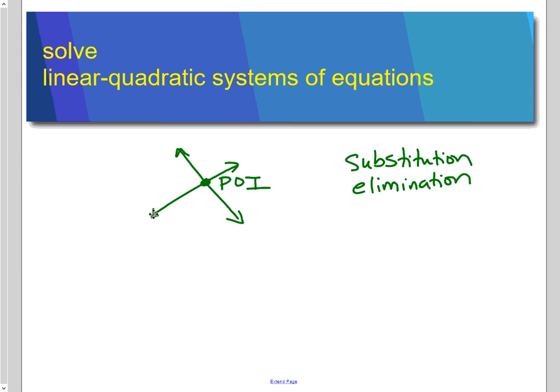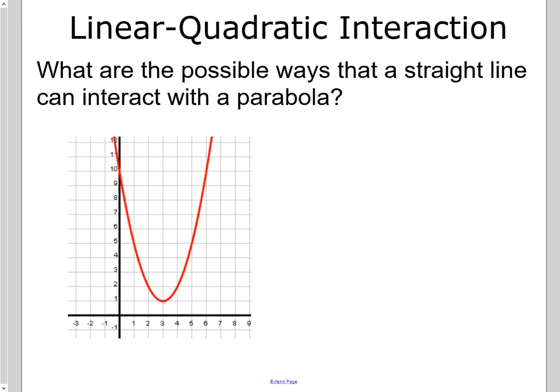So we're going to do the same thing today, except one is going to be a line, and the other is going to be a parabola. So that's how we're going to change it up. And let's take, for example, this is our parabola. And I want you to think about this question, so maybe pause the video. What are the possible ways that a straight line can interact with a parabola? So you should think about that for a minute and then pause the video.